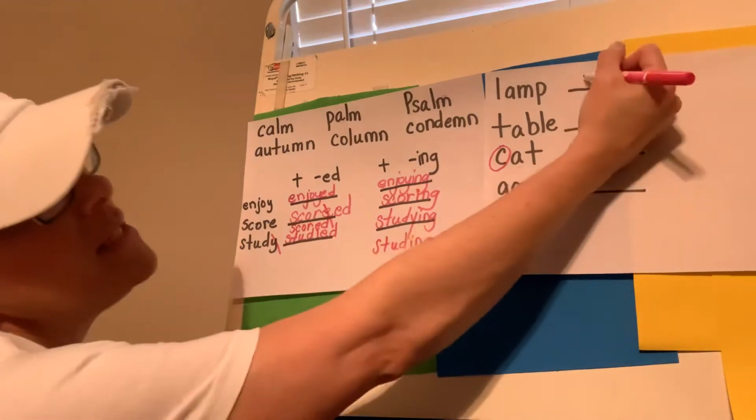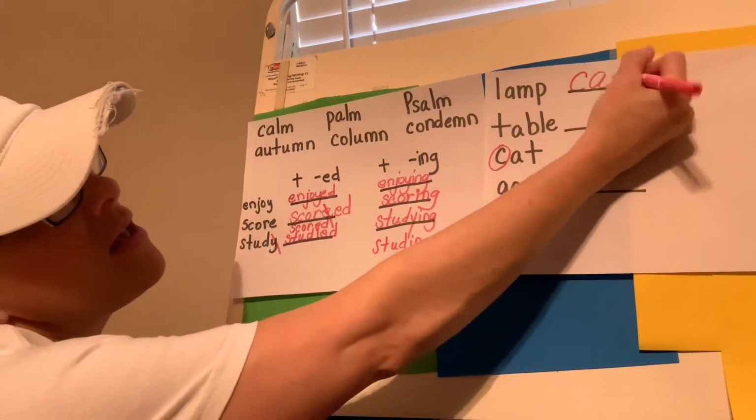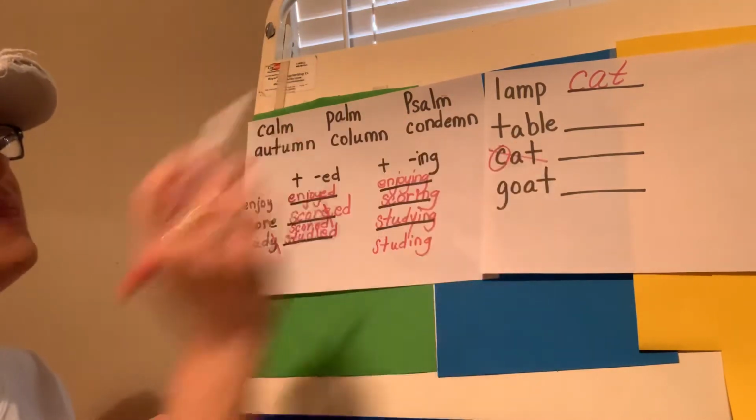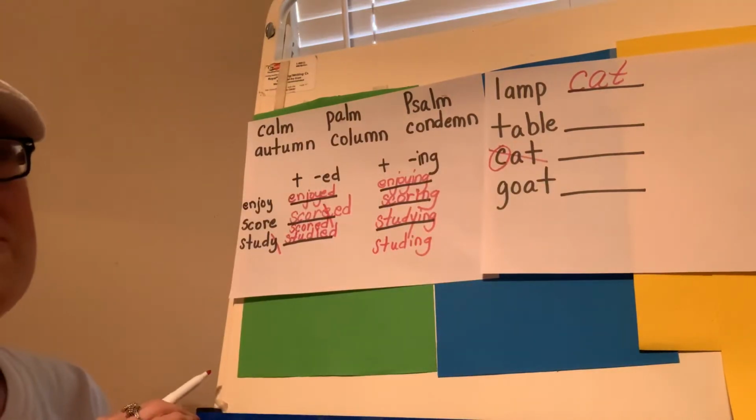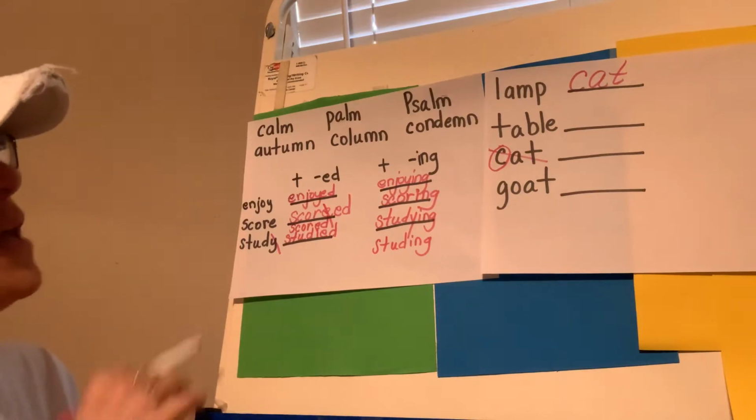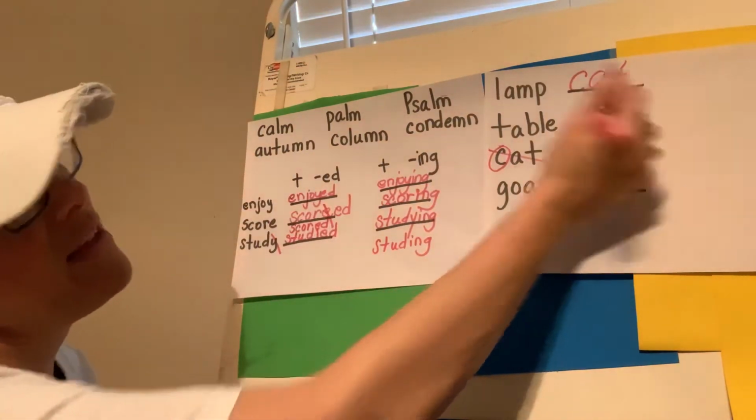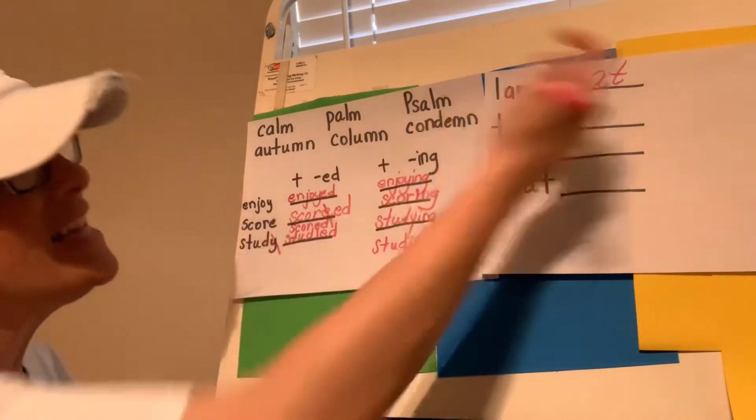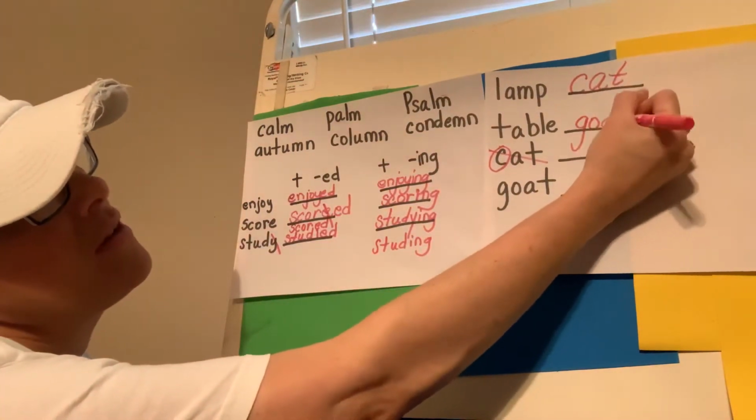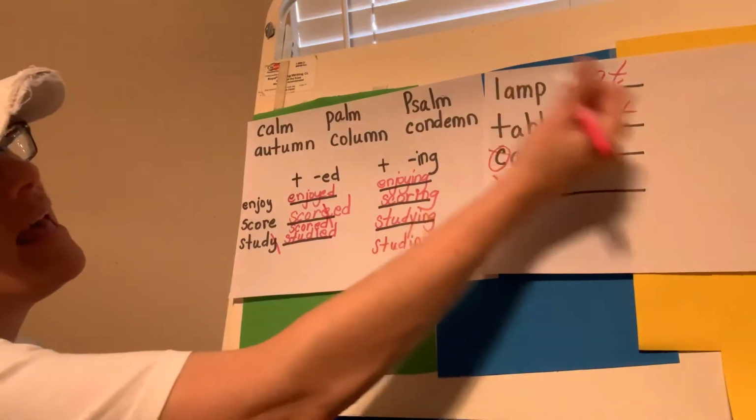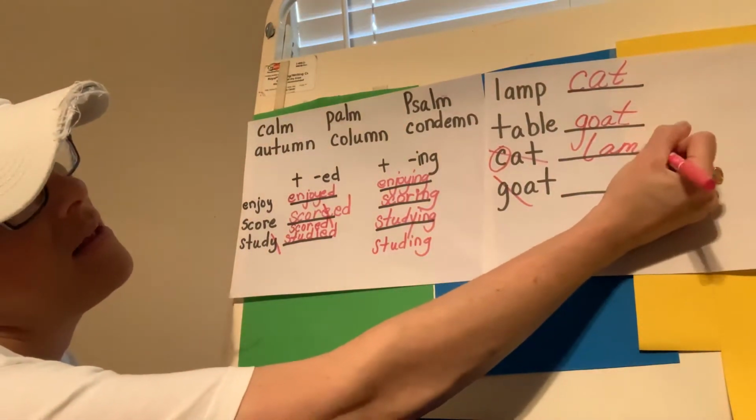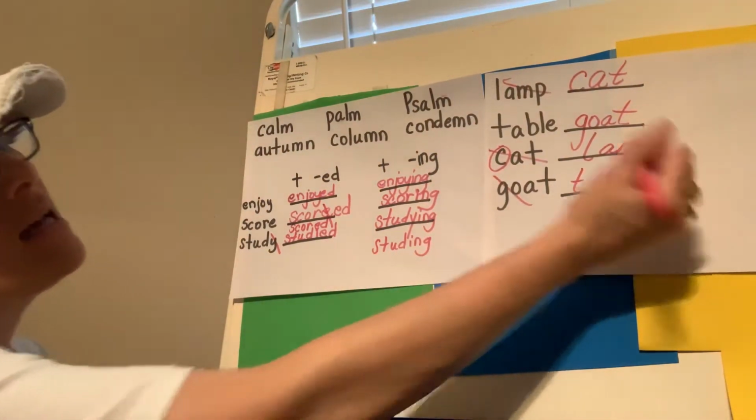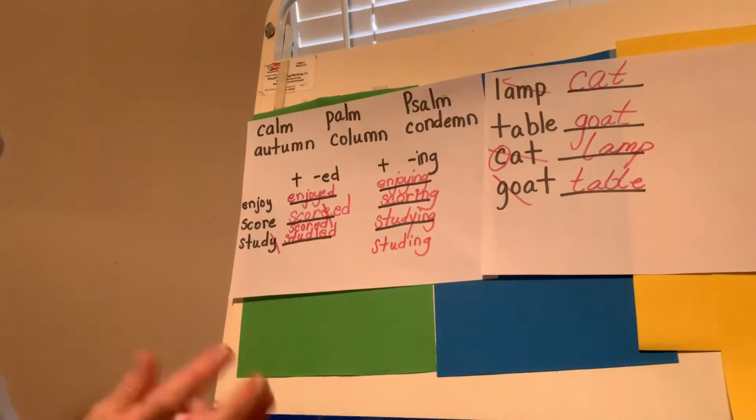The C comes before L, T, or G. Okay, so I've eliminated that word. I know cat would come first in the order of the alphabet. And then next would be, if you have to sing your ABCs, it's okay, A, B, C, D, E, F, G for goat. And then L for lamp. And finally, table is last because T comes at the end of the alphabet.